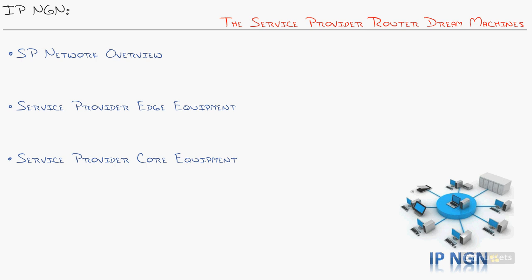So that's what we're going to talk about in this nugget: the Cisco service provider routers. First off, going back to the big picture, what does the service provider network look like? Then, what equipment fits in each one of those components?